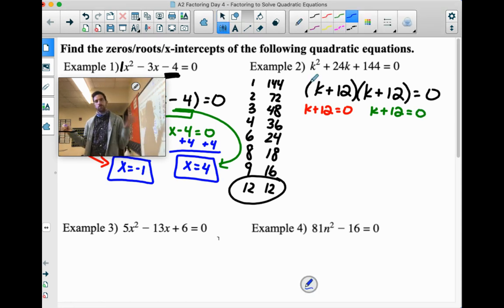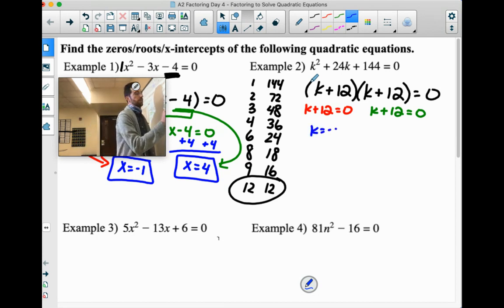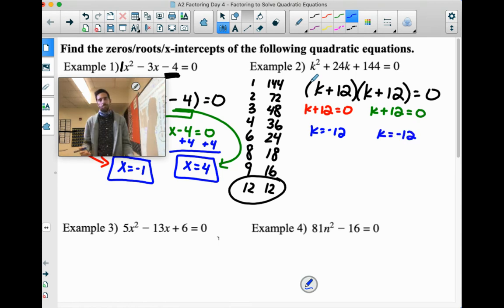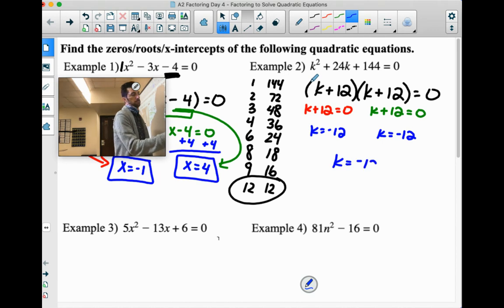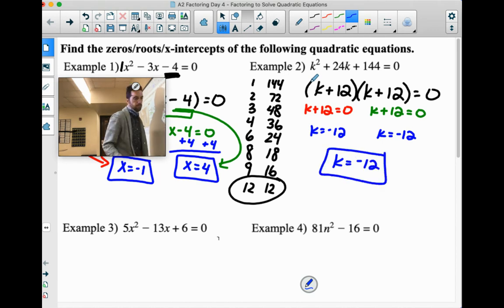because you all are so smart. You know you would be subtracting 12 and you would get k equals negative 12 and k equals negative 12. And that came out to the same answer. So you don't need to tell me both times k equals negative 12. You just say k equals negative 12. That's the only 0. And that's fine.